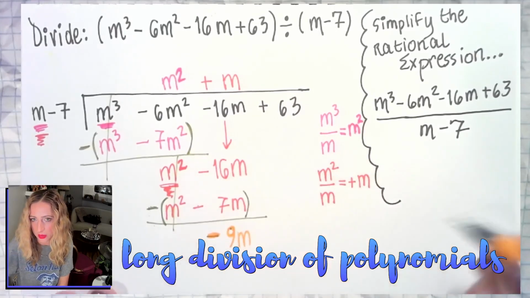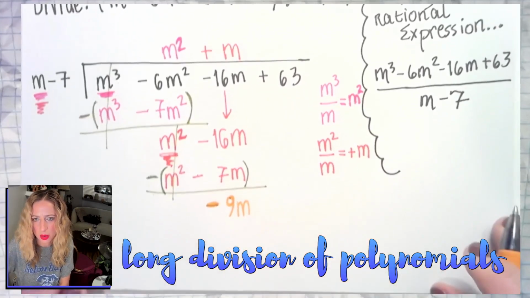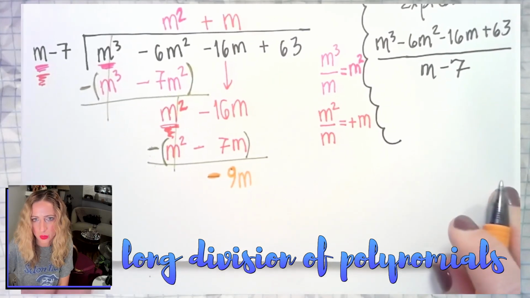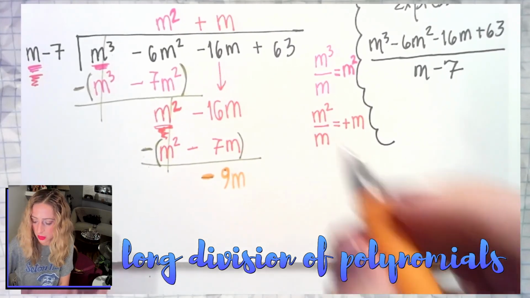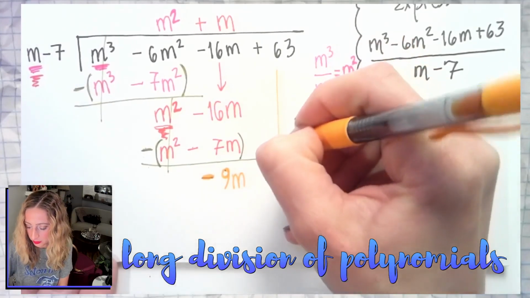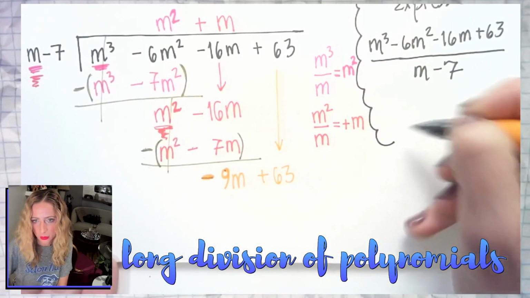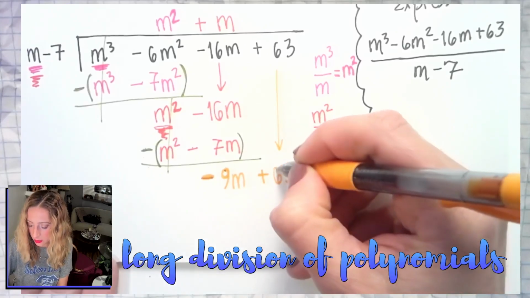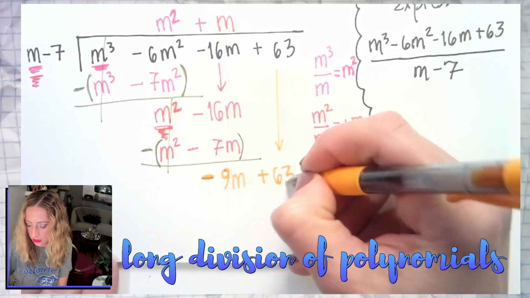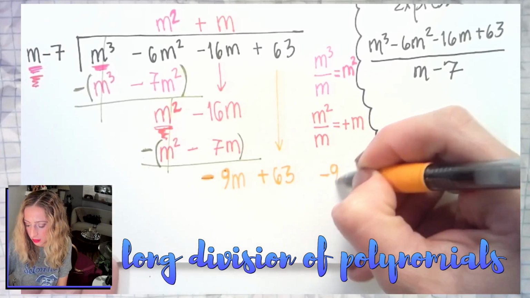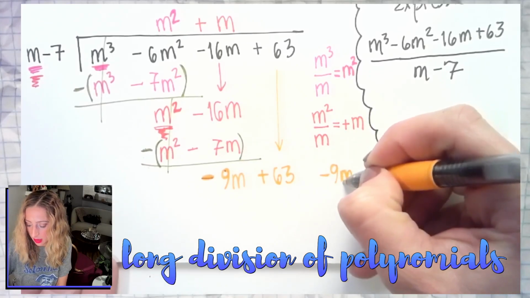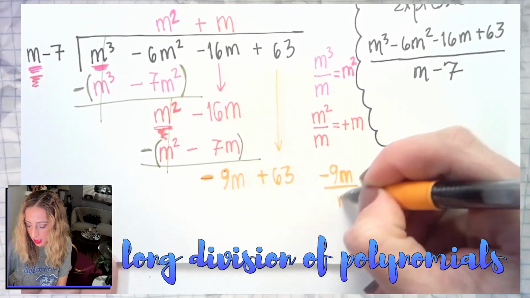Again, counterclockwise rotation going on. Scooching the paper a bit. So we got right over here this going on. We bring down our next term, 63, and we're going to go ahead and repeat the process. So we're going to divide again. This time, negative 9m by m.